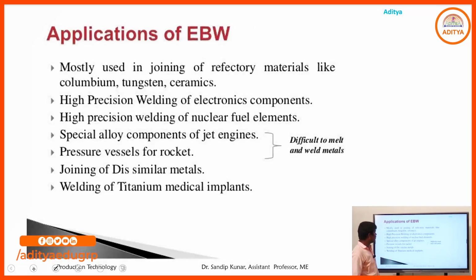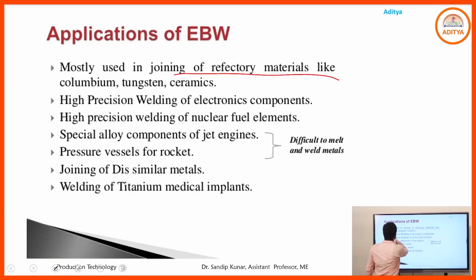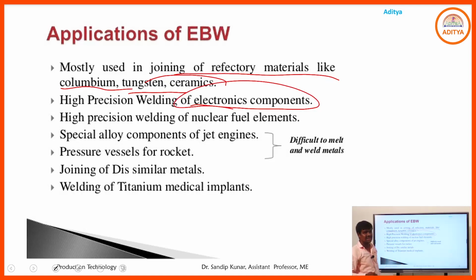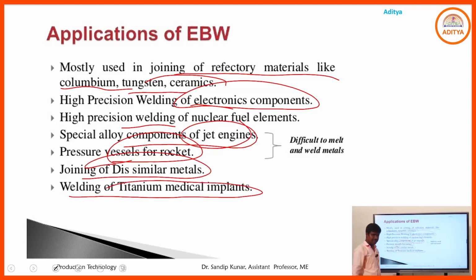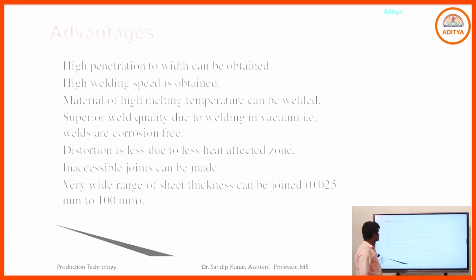What are the applications? Generally we use it for joining refractory materials like columbium, tungsten, ceramics; high precision welding of electronics components; high pressure welding of nuclear fuel elements; special components in jet engines; pressure vessels for rockets; joining of dissimilar metals; and welding of titanium and medical implants. So it is a very important sector, very heavy industry and very precision industry, where we use this very advanced electron beam welding process.